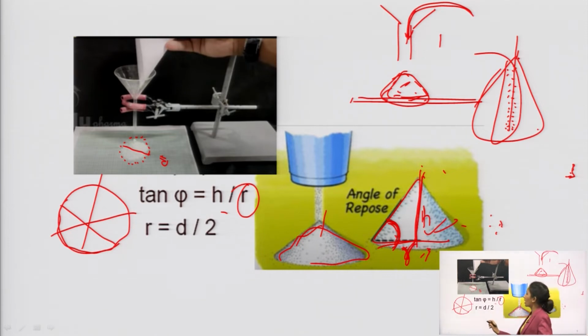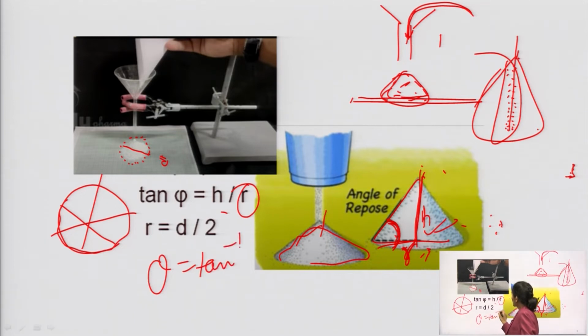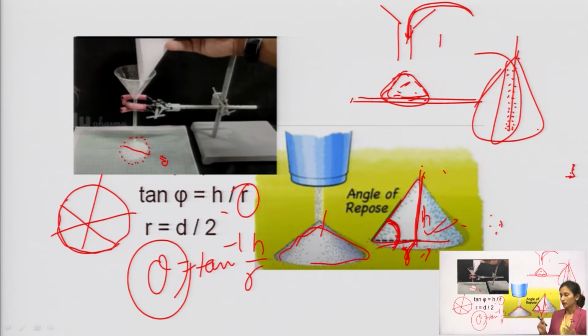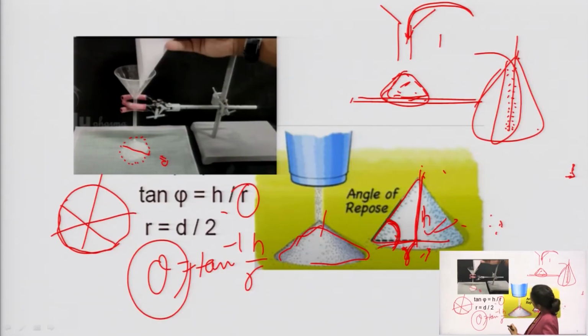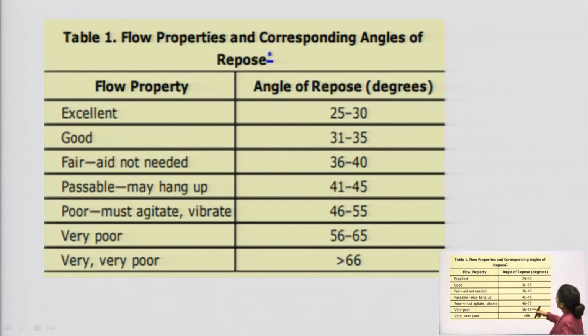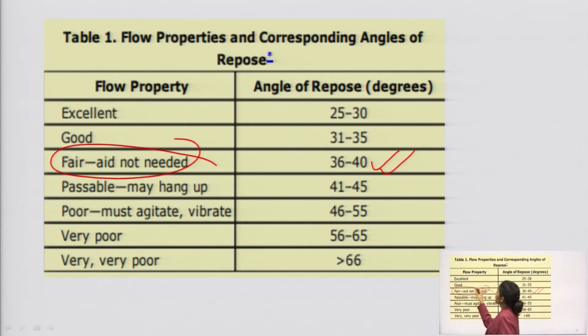Now, we have H and R. If tan theta is equal to H upon R, then theta is equal to tan inverse H upon R. In this way you will get the value of theta, and now tally the value of theta in the angle of repose flowability scale. Suppose that from here I get the value of theta as 38. Check. Now, where will 38 lie? Here. So, the flow property of the powder is fair.